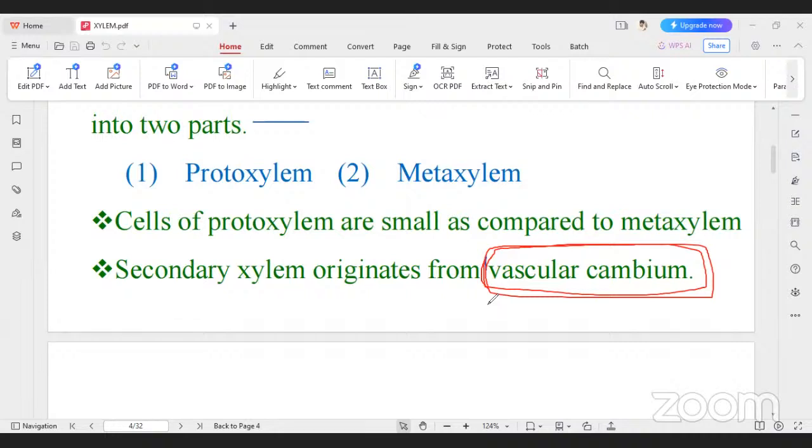Primary xylem actually develops from procambium cells. Procambium is part of meristematic tissue, but vascular cambium is not from meristematic tissue. From permanent tissue the cambium ring is formed, and it develops into secondary xylem. I will explain secondary xylem clearly when I explain secondary growth. Remember: primary xylem from procambium, secondary xylem from vascular cambium.